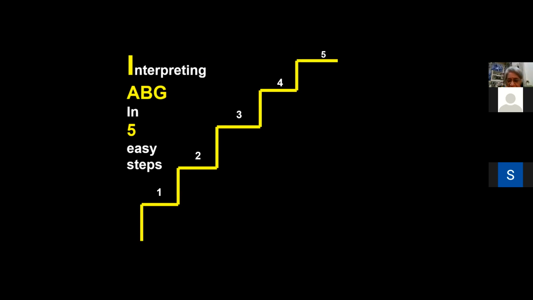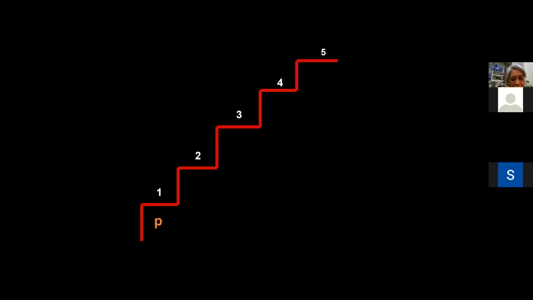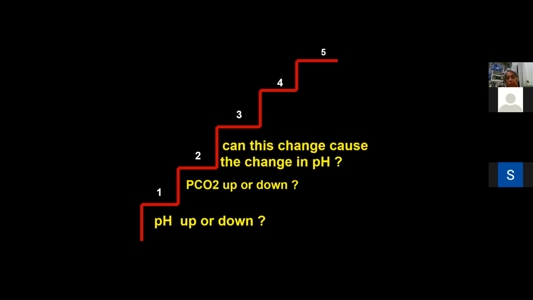Okay. Now, how do we interpret an ABG? You interpret an ABG in 5 easy steps. First, we look at the pH and see whether the pH is up or down. If the pH is up, it's alkalemia. If it is down, it is acidemia. And then we see whether the PCO2 is up or down, and whether this PCO2 can explain the change in pH. Then we look at the bicarb and see whether it is deviated up or down from normal. And again, answer the question whether this bicarbonate can cause the pH change.